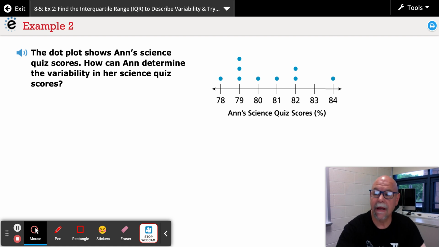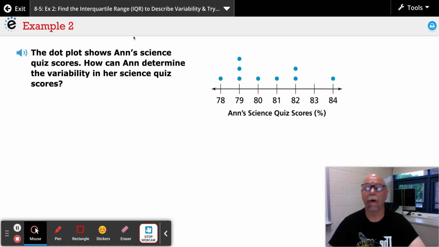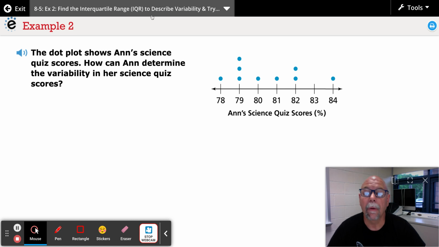See, example two is finding what we call the IQR, or the interquartile range. Now, that range word should be familiar, so at some point you're going to be subtracting the larger number minus the smaller number, and then we're going to describe the variability, how much it changes. How much does it vary by?